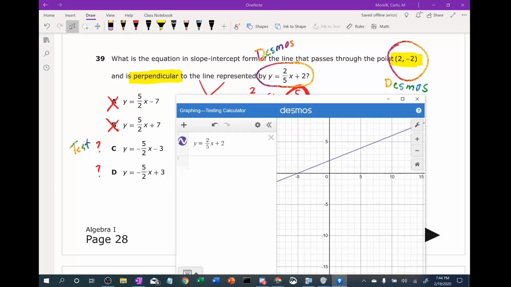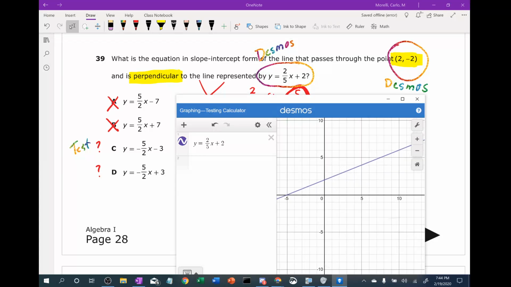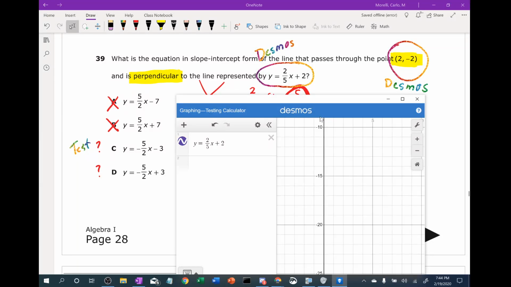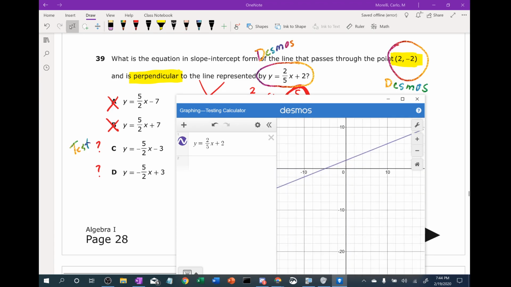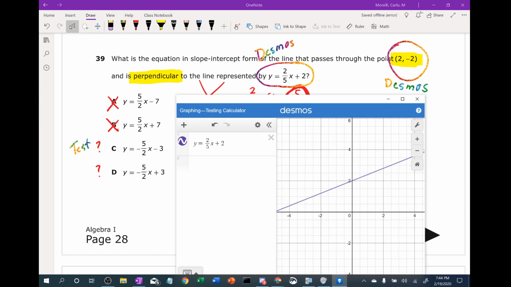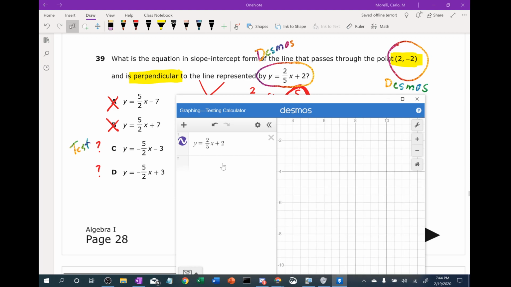Let me zoom in on it a little bit. And now we're going to plot point 2, -2. Oops, sorry, I moved it. Now we're going to plot point 2, -2. I'll fix it in a second. Open parentheses 2, -2. All right, so this was the given point.